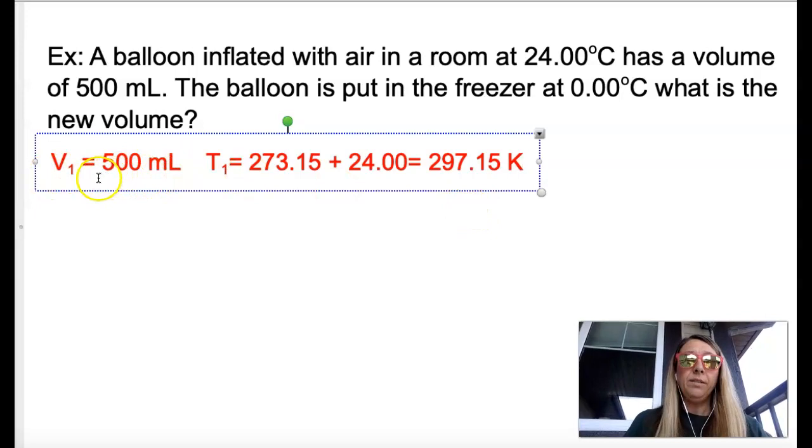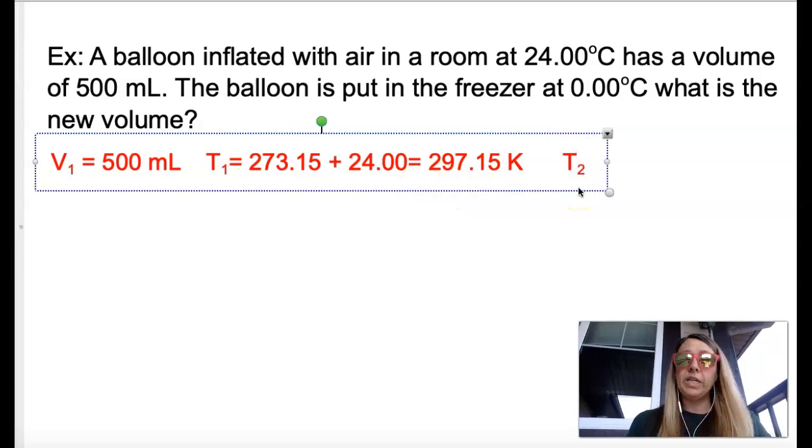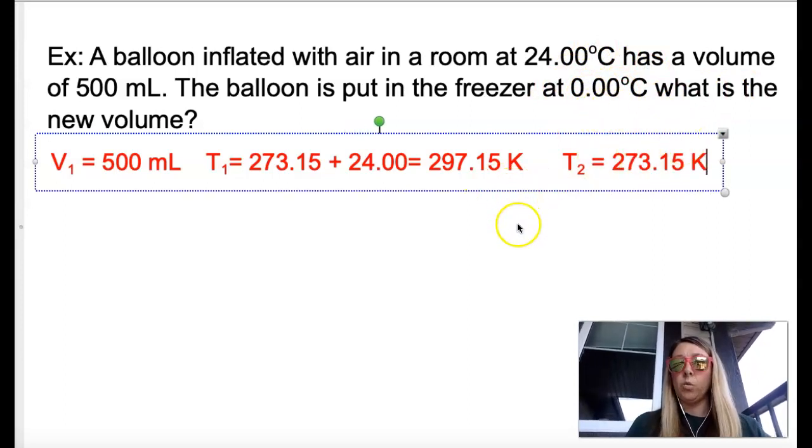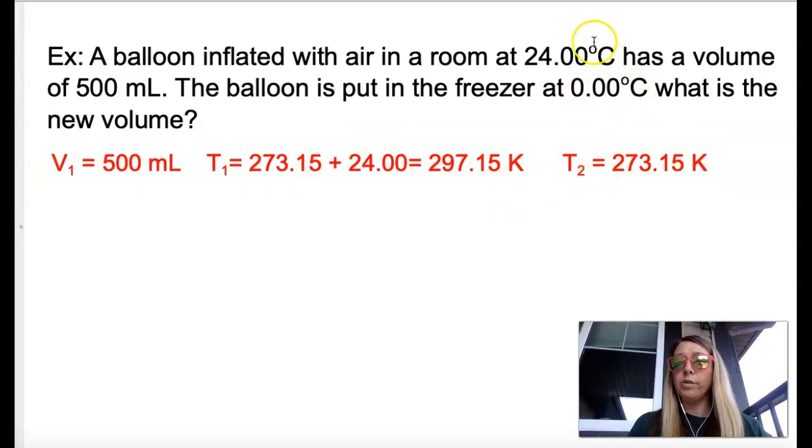Okay, so here's my V1 at 500 mL. Here's my T1 of 297.15. My T2 was actually pretty easy to get because the temperature was 0, and 0 plus 273.15 is just 273.15 Kelvin, right? So notice I converted both of these degrees C into Kelvin. You have to do that. No choice. I can't just say, oh, but they're the same, I'm going to plug them in. Remember we said the equation we generate is only valid for Kelvin.